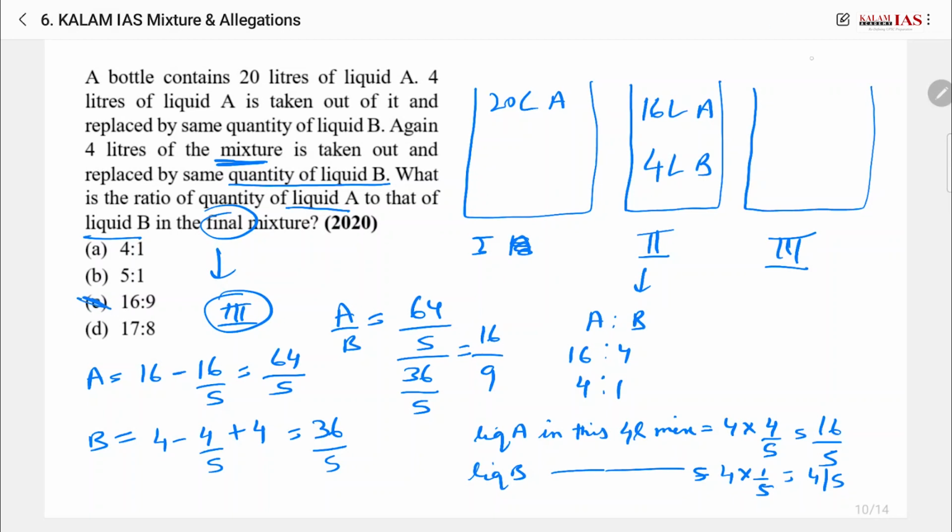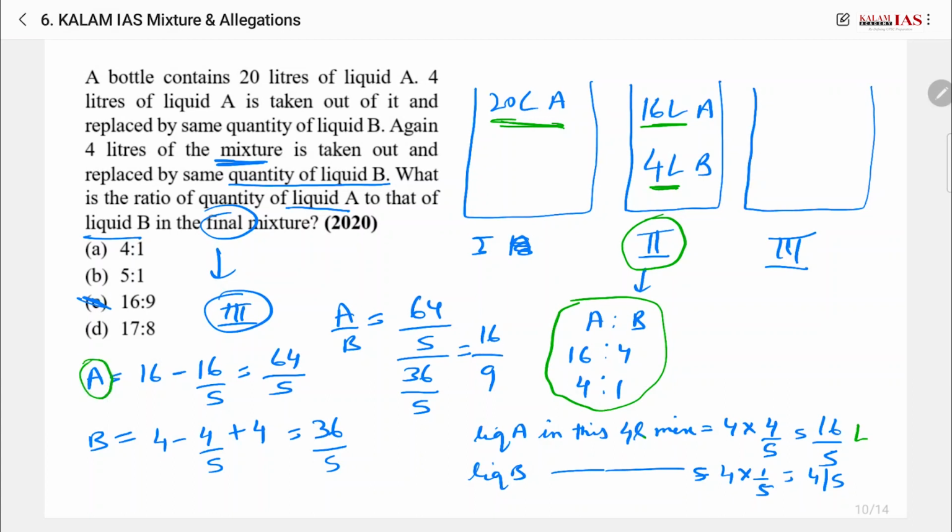I'll just recap this entire thing. In the first situation, we have just 20 liters of liquid A. Then 4 liters are removed and 4 liters of liquid B is added. So left will be 16 liters of liquid A and 4 liters of liquid B. Now again 4 liters of this entire mixture is removed. Since A and B are in ratio 4 is to 1, liquid A in this 4 liter mixture that is removed will be 4 into 4 by 5. So 16 by 5 liters of A is removed.